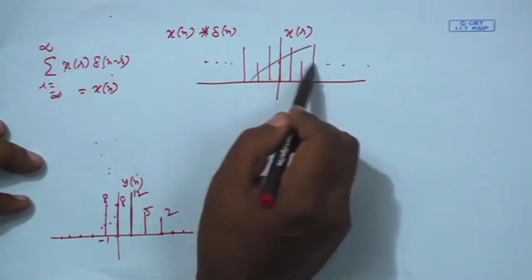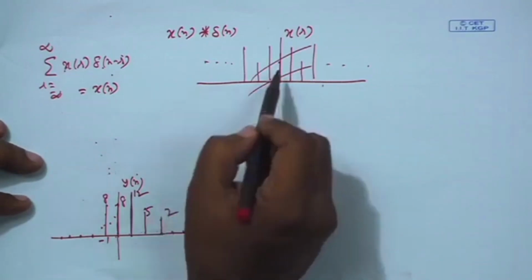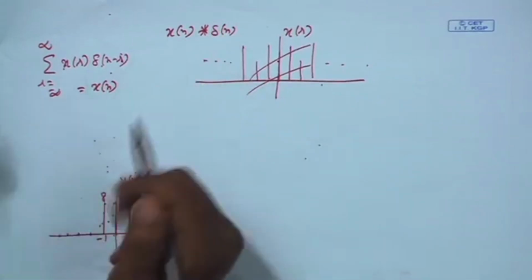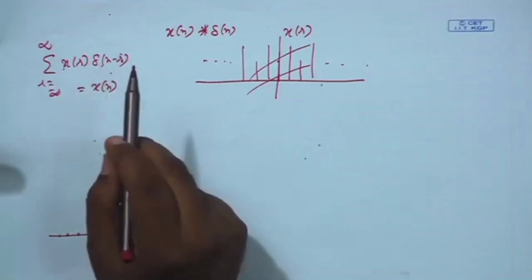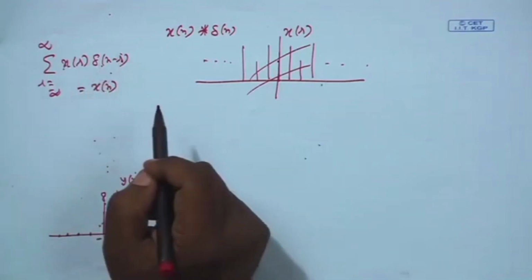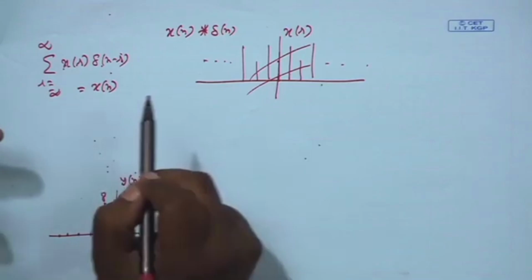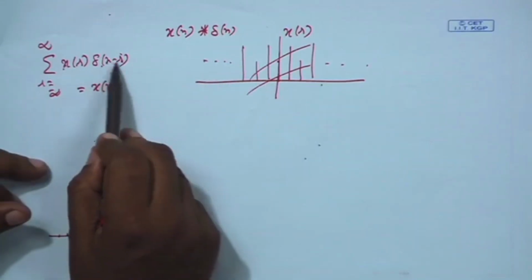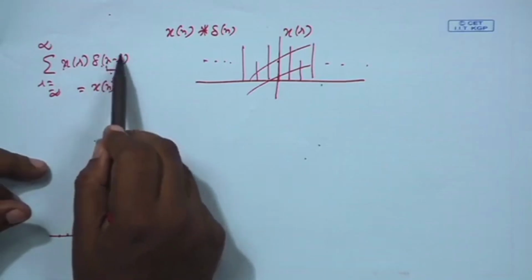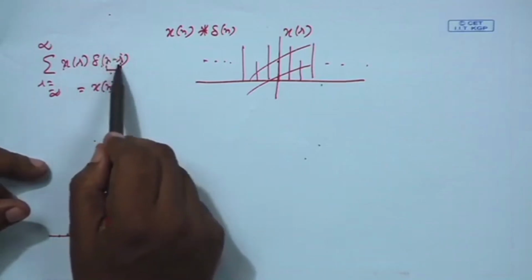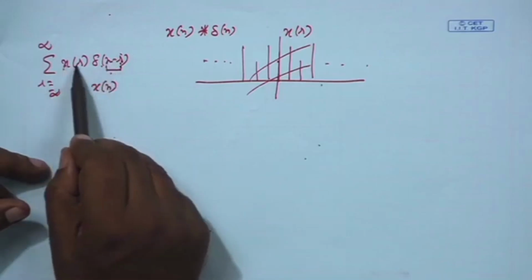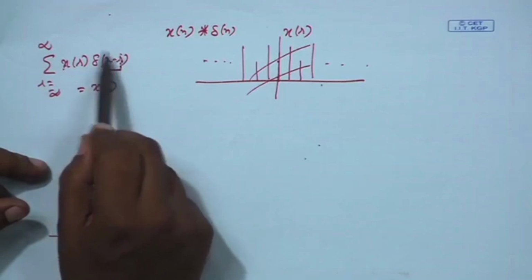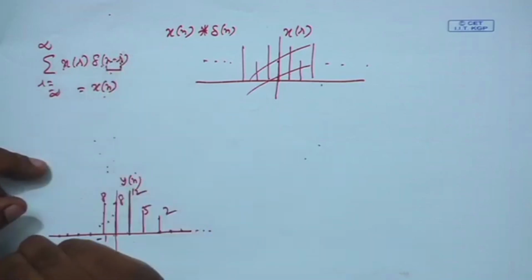So you do not need to do it graphically. Convolution by this delta[n] always gives back the sequence, because at any index n, you get back the same sample x[n]. As I told you, with n minus r, only when it is 0 will this delta value be 1. When r equals n, you get x[n] into 1, x[n]. For any other r in this range, it will be 0, so do not count. So x[n] will come out of this summation.